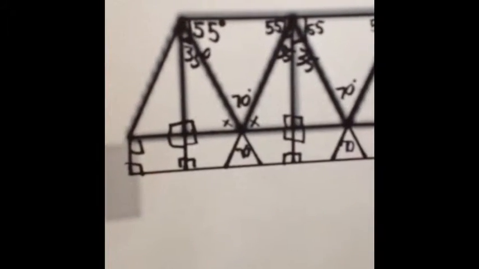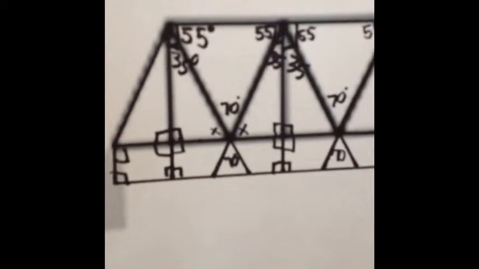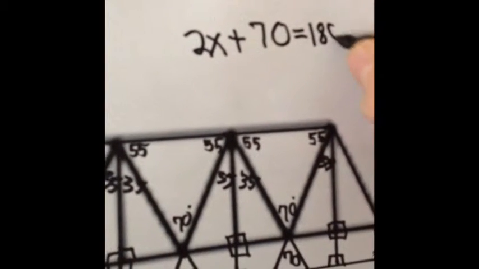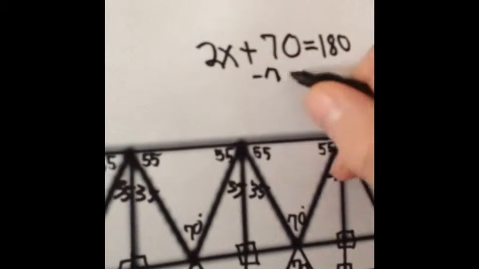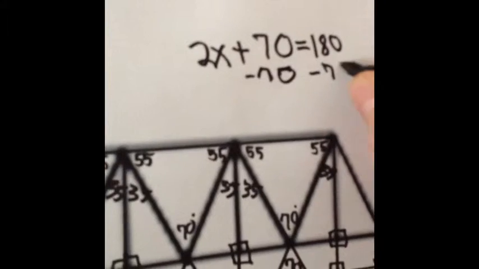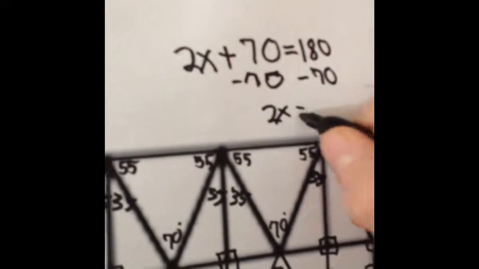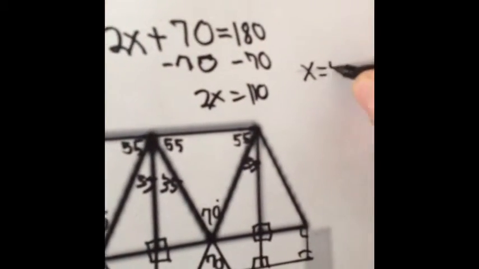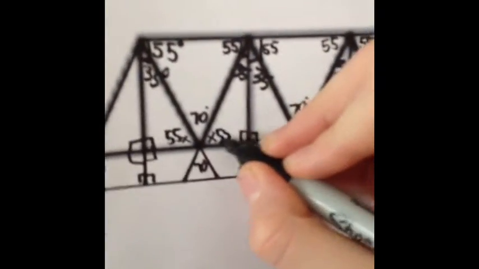Alright, we have one last problem. We need to find this angle. And you see here that it's supplementary. And we already have one angle of the supplementary. So we need to do 2x plus 70 equals 180. Subtract 70 from both sides. 2x equals 110. X equals 55. So you fill in 55 everywhere where the x will be.